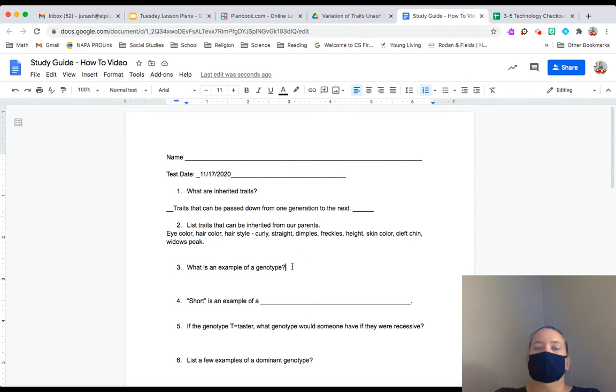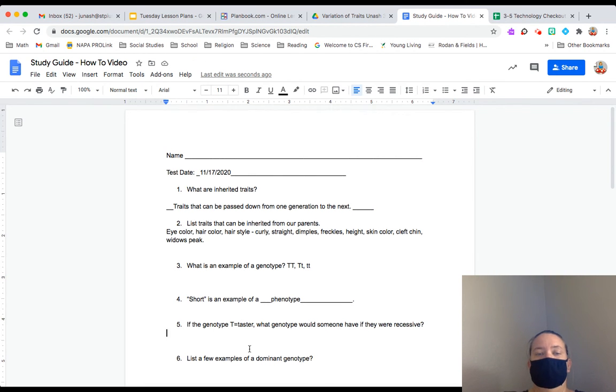What is an example of a genotype? Remember, genotypes represent the genes. So those could be examples of the letters, like big T, big T, big T, little t, little t, little t. Those are all genotypes. Short, if I'm going to describe someone, short, the wording isn't a genotype, it is a phenotype. That is the description of what we see.